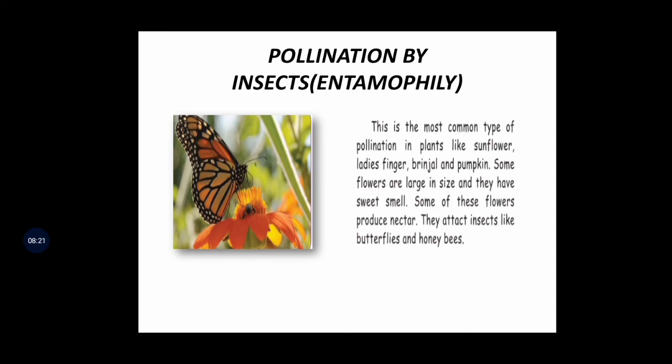The pollen grains stick to the legs of the insects, and the insect is attracted by the flower, no? So it starts moving from one flower to another flower. The pollen grains stuck in the legs of the insects are transferred to another flower through these insects. That is what is called entomophily.